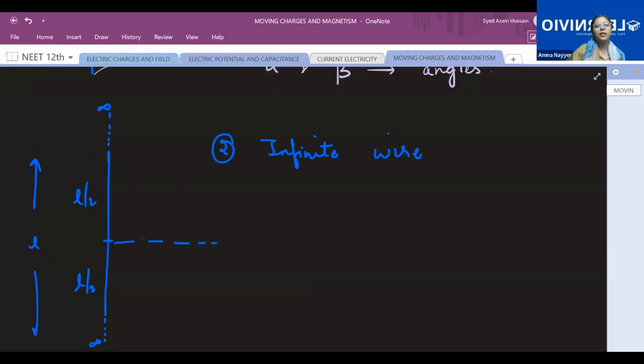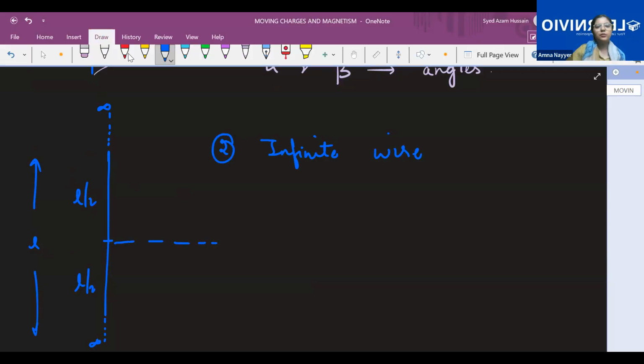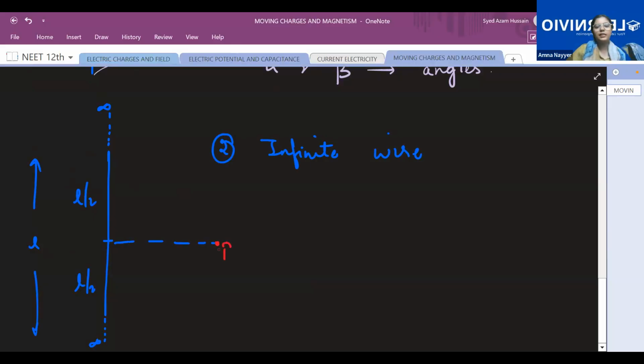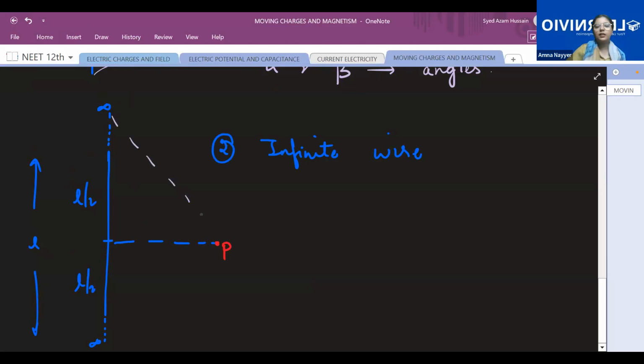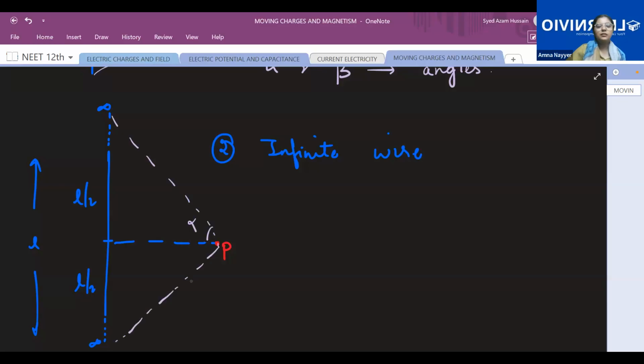Let's say this is a point P here. Like the previous question, here also we are taking a point that is P, and we have to find out the angles. Here, P. This would be your alpha, and this will be your beta.